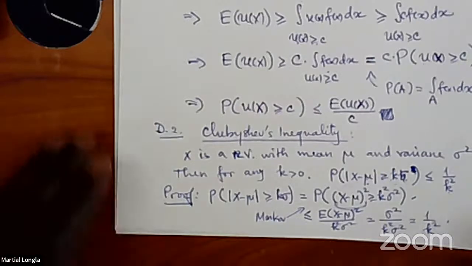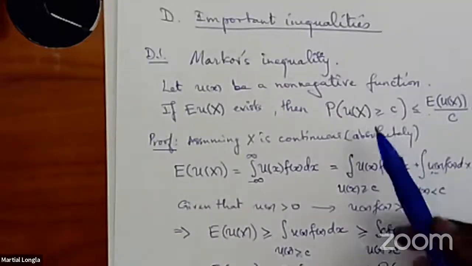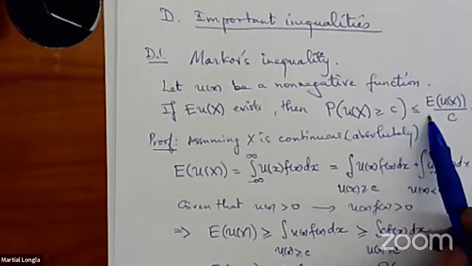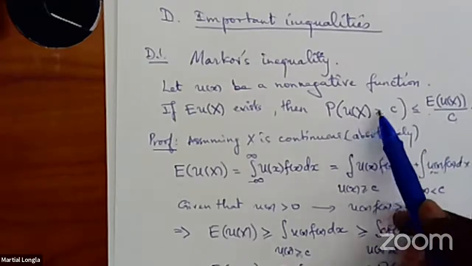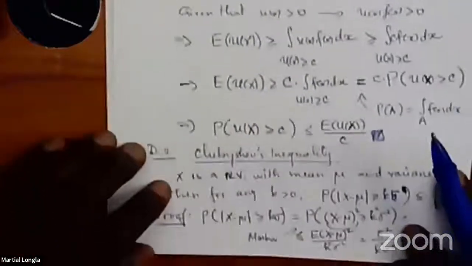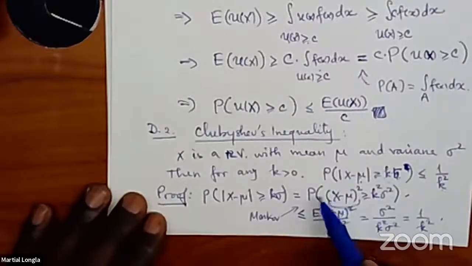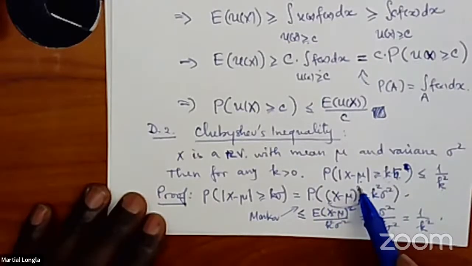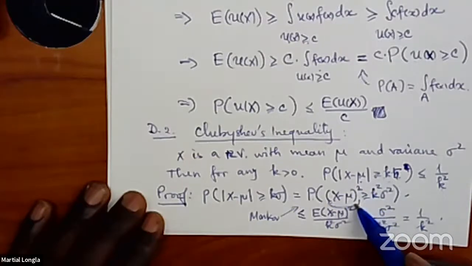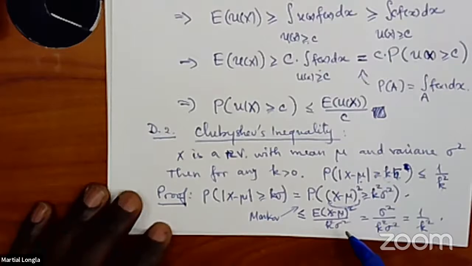Markov's inequality claims that the probability that u of x is larger than c is less than the expected value of u over c for any positive function of x. Now, here, probability that x minus mu squared is larger than or equal to k squared sigma squared. C is k squared sigma squared. And that's a positive function of the random variable, x minus mu squared. It's never negative.